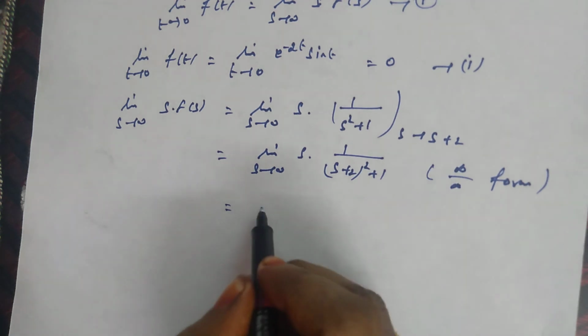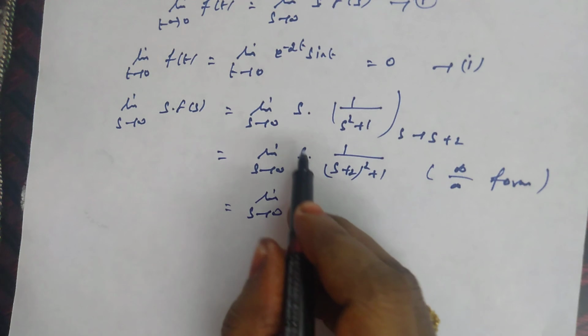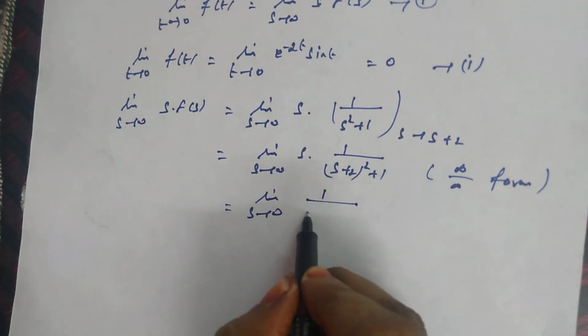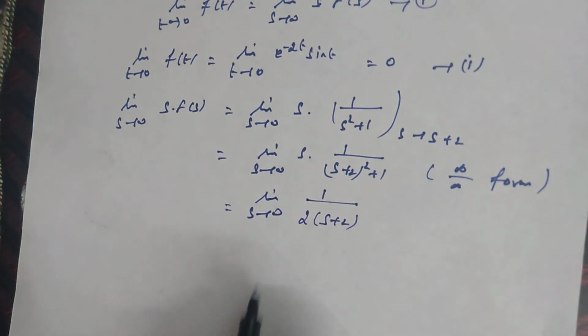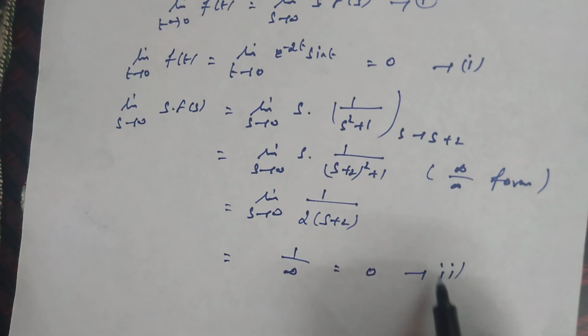Applying L'Hospital's rule, we differentiate the numerator and denominator. When you differentiate the numerator, we get 1, and for the denominator 2 times s plus 2. Now we allow the limit s tends to infinity. So what will happen? 1 by infinity. Anything by infinity, the answer is 0. So we can call this equation 2.